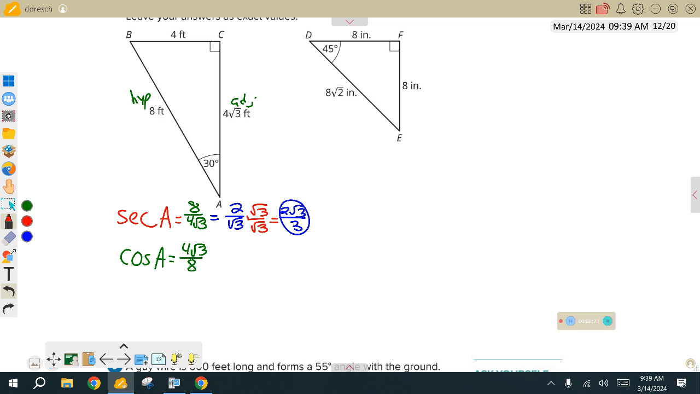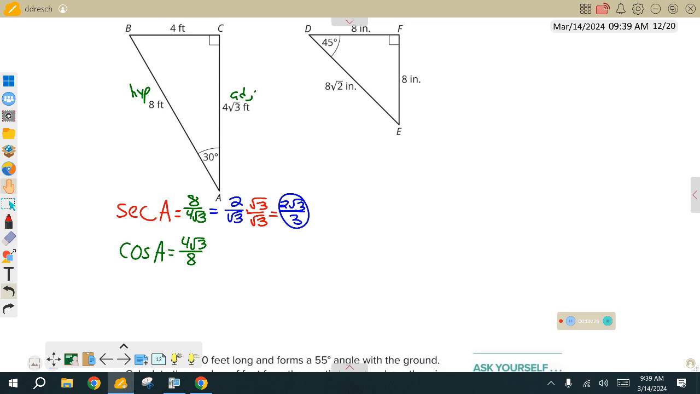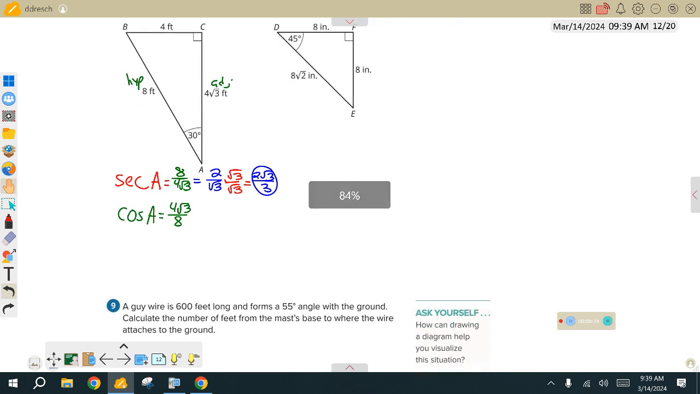Alright, let's go do one more here. Let's go stand at angle B. Same problem. Let's go stand at B though. I'm going to use that little space below that. Secant of B. So we're going to change our perspective, aren't we?